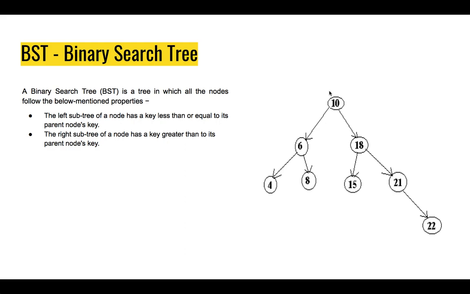If you see 6 is less than 10, 4 is less than 6, and the right subtree of a node is greater than its parent node, which is 18 is greater than 10, 21 is greater than 18. Now 15 here is greater than 10 but less than 18. 8 here is less than 10 and greater than 6. Now I hope you remember this. If not, please go to my binary search tree video and try to understand it.